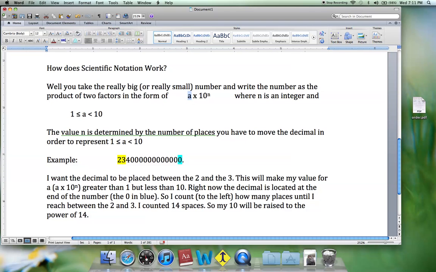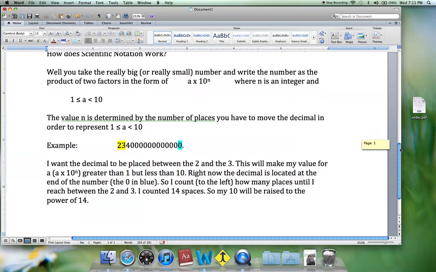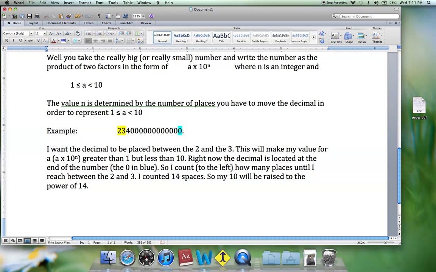So I need to count how many places until I reach right here. Right now the decimal's here, so that's 1, 2, 3, 4, 5, 6, 7, 8, 9, 10, 11, 12, 13, 14. So it took 14 places to get my decimal to the 2 and the 3. That means my 10 is going to be raised to the power of 14. So this number can be re-represented in scientific notation as 2.34 times 10 to the 14th.